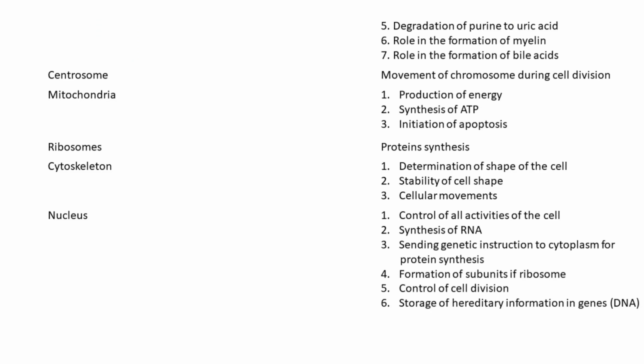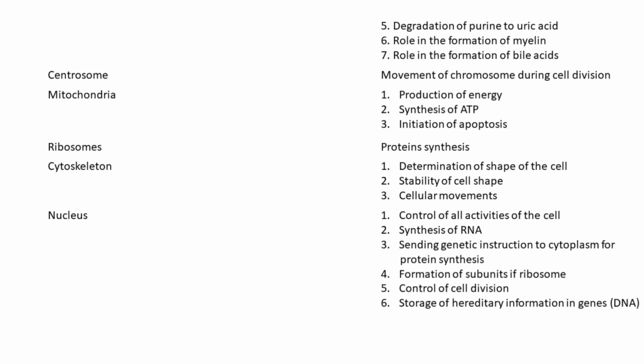Centrosome: movement of chromosomes during cell division. Mitochondria: production of energy, synthesis of ATP, initiation of apoptosis. Ribosomes: protein synthesis. Cytoskeleton: determination and stability of cell shape and cellular movements. Nucleus: control of all activities of the cell, synthesis of RNA, sending genetic instructions to cytoplasm for protein synthesis, formation of subunits of ribosome, control of cell division, and storage of hereditary information in genes, DNA.